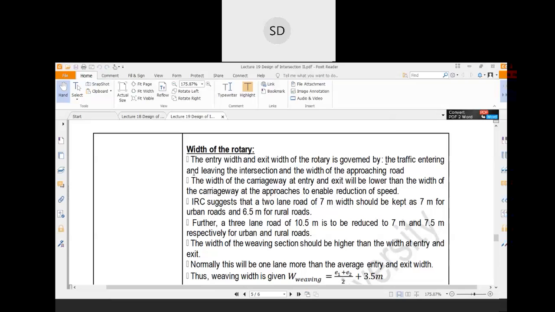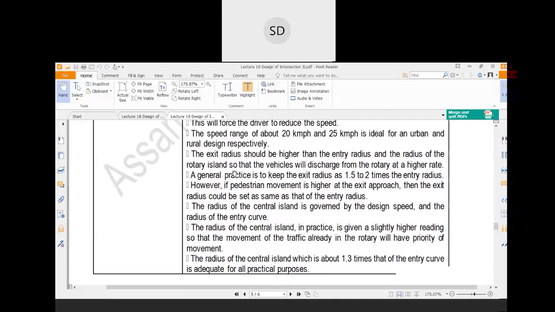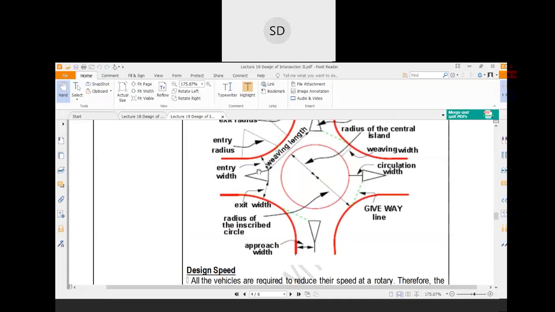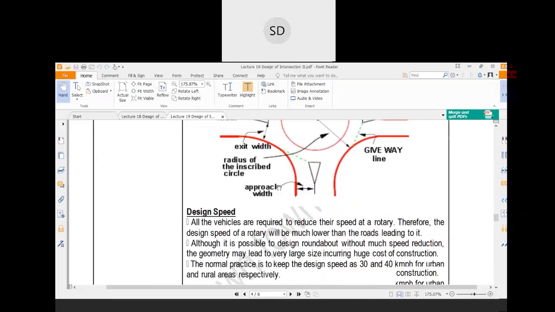Now, the next portion is the width of the rotary. The entry width and the exit width of the rotary are covered by traffic entering and leaving the intersection and the width of the approaching road. As the width of the road is more, your entry radius will be more. If it is less, your entry radius will be lesser. So this is the width of the approaching road. Based on the width of the approaching road, the entry radius and exit radius will depend on that.